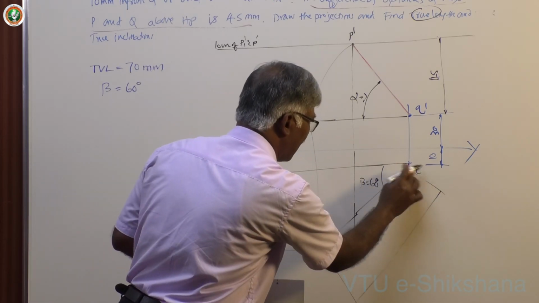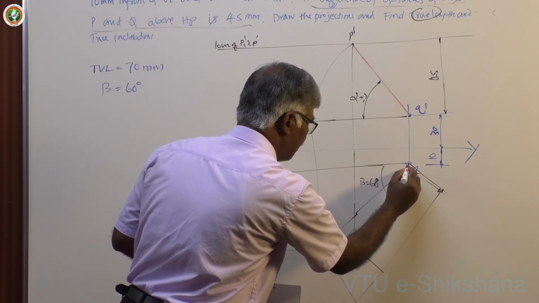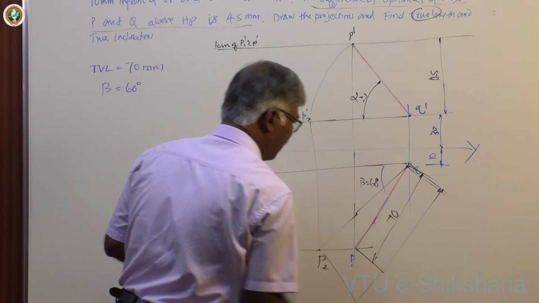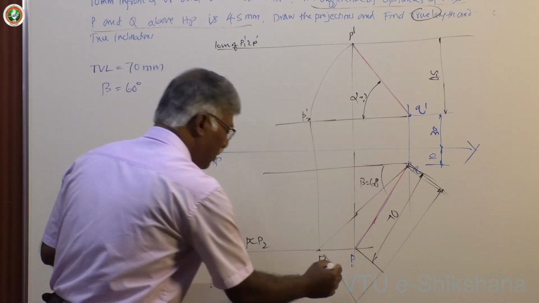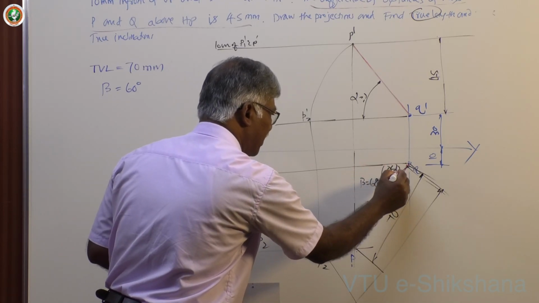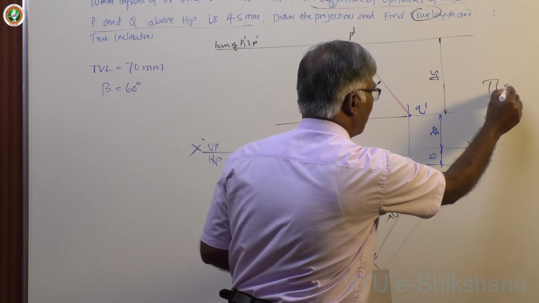Either in the front view area you can measure or the top view area, both of them. This is given, this is 70 mm given. Now this is P2 and P. The corresponding angle is phi. You have to measure how much and say. So phi equal to how much. True length you measure and say how much.